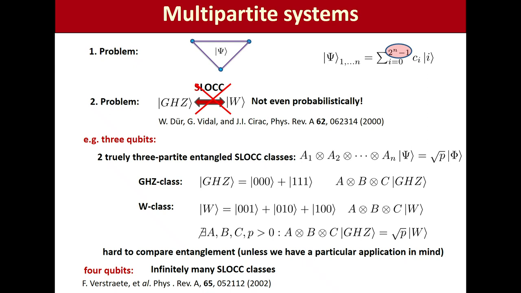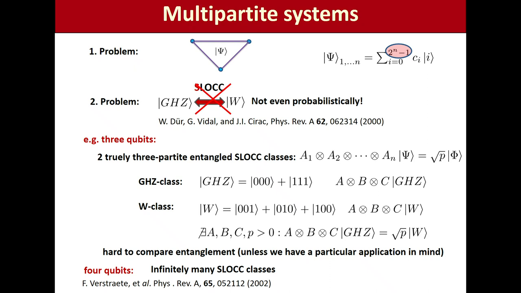The second problem is that in a multipartite setting, we have different so-called SLOCC classes. SLOCC is stochastic local operations and classical communication. What this means is that if you want to go from the GHZ state to the W state, you want to do it in a probabilistic way at least. You might not be able to do it deterministically with LOCC, but you might be able to do it probabilistically, so that you can obtain, with a certain non-vanishing probability, the W state.